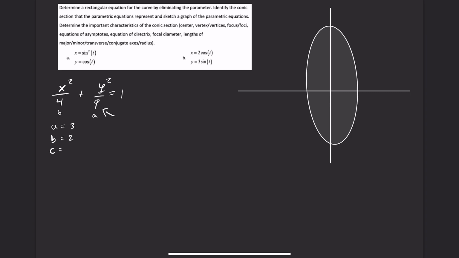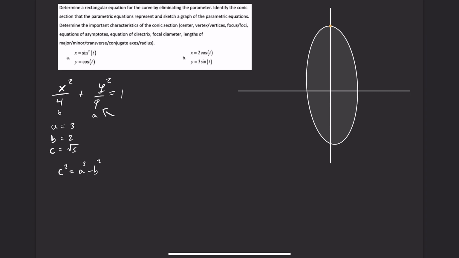b will be 2, and c is c squared equals a minus b, because a is always greater than b in an ellipse, and these are squared. Okay, so 9 minus 4 equals 5, and that's c squared, so c is the square root of 5. Okay, so now we can determine the vertex and the foci.